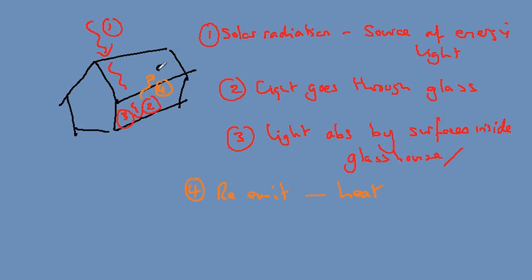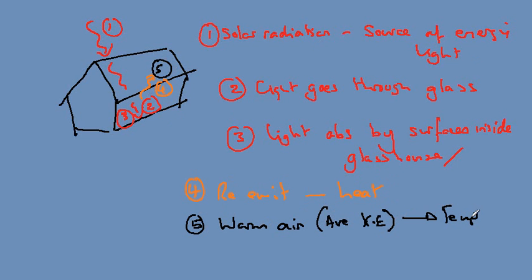The heat, number 5, warms the air, raising its average kinetic energy. That is to say, the temperature increases. The 6th point is that the warm air, which is raising the temperature, is trapped. Generally, it would cool at the upper surfaces and then sink to the floor again to be rewarmed by the surfaces within the glasshouse.